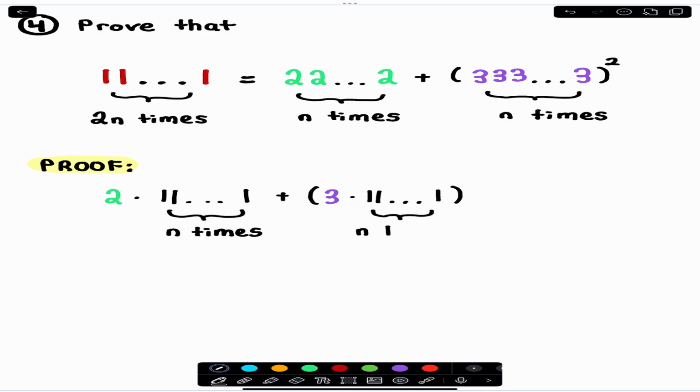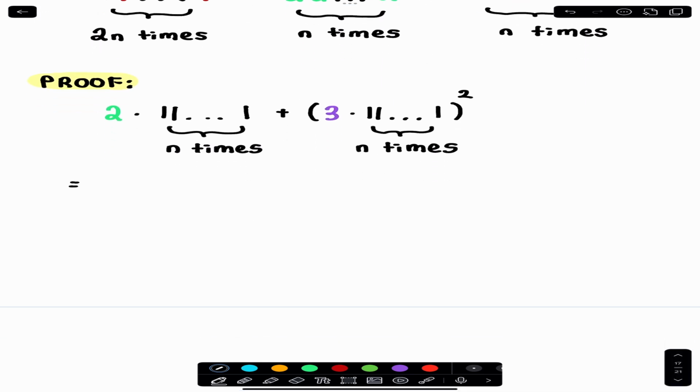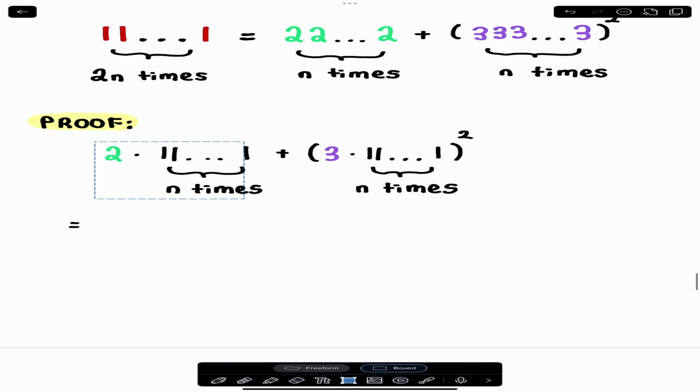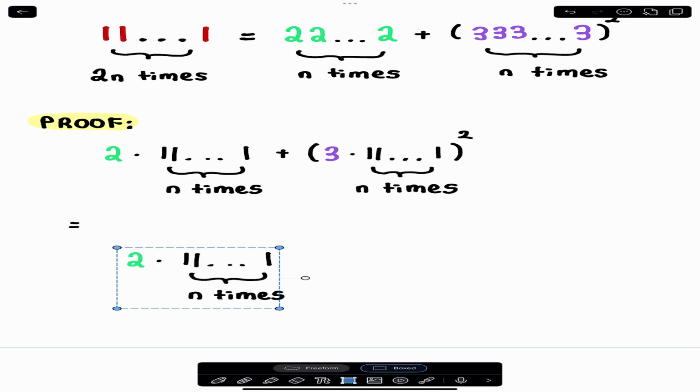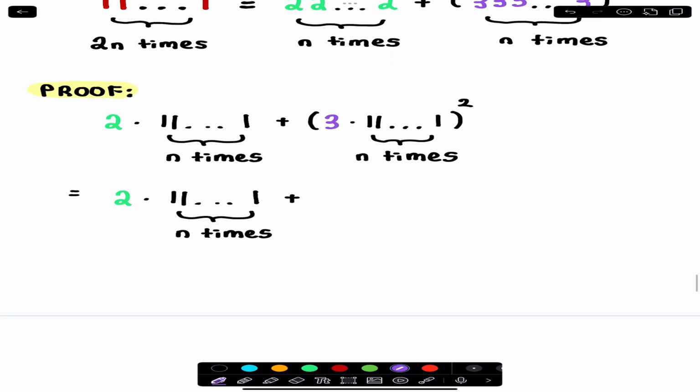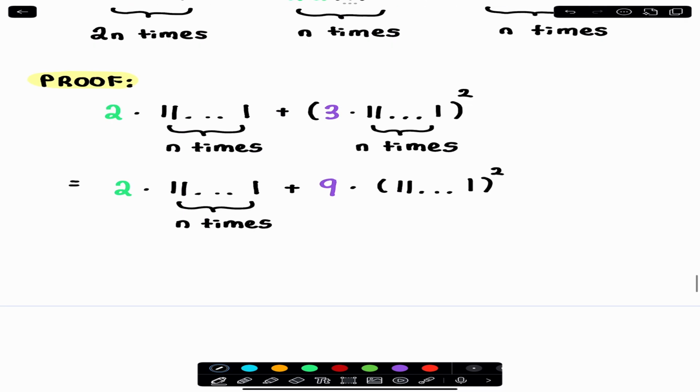Remember, the number of digits did not change, but remember this whole thing is being squared. So not a whole lot we can do with this. This stays the same. But now we can actually rewrite this as 9, because that's 3 squared, times n copies of 1 squared, where we've just opened everything up.